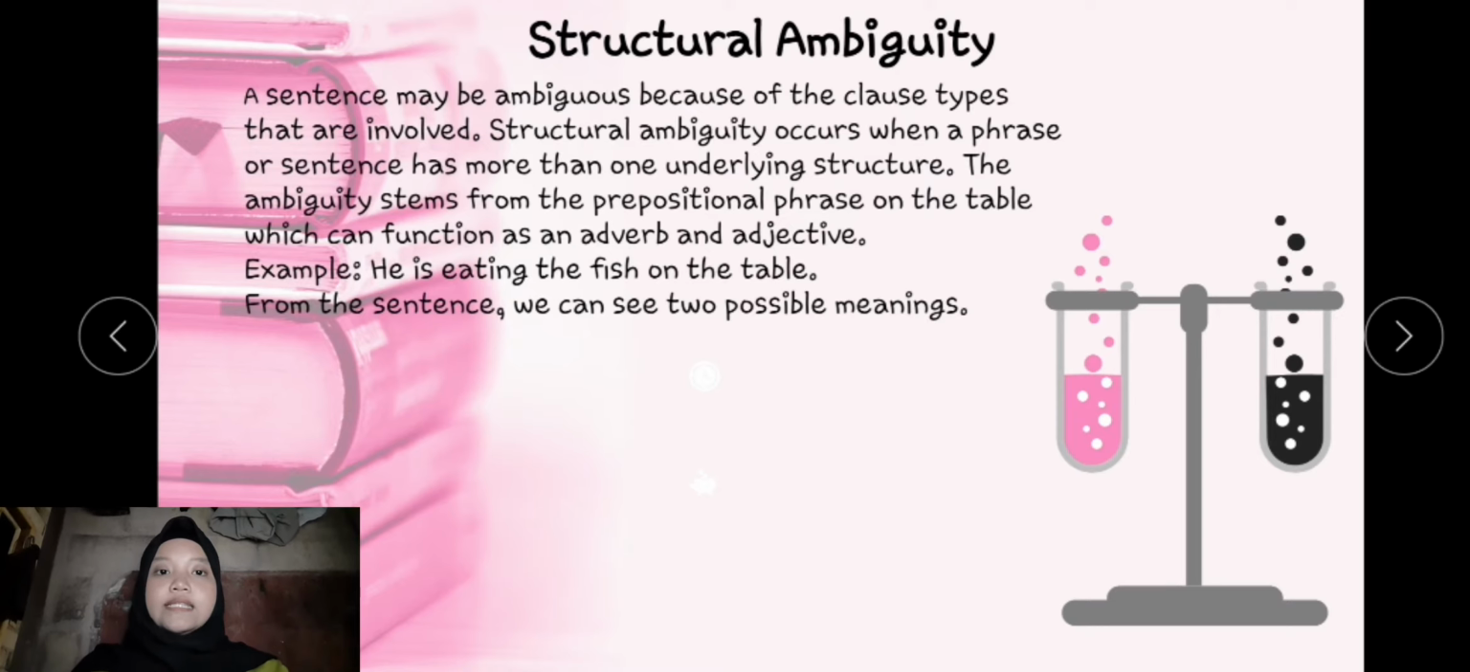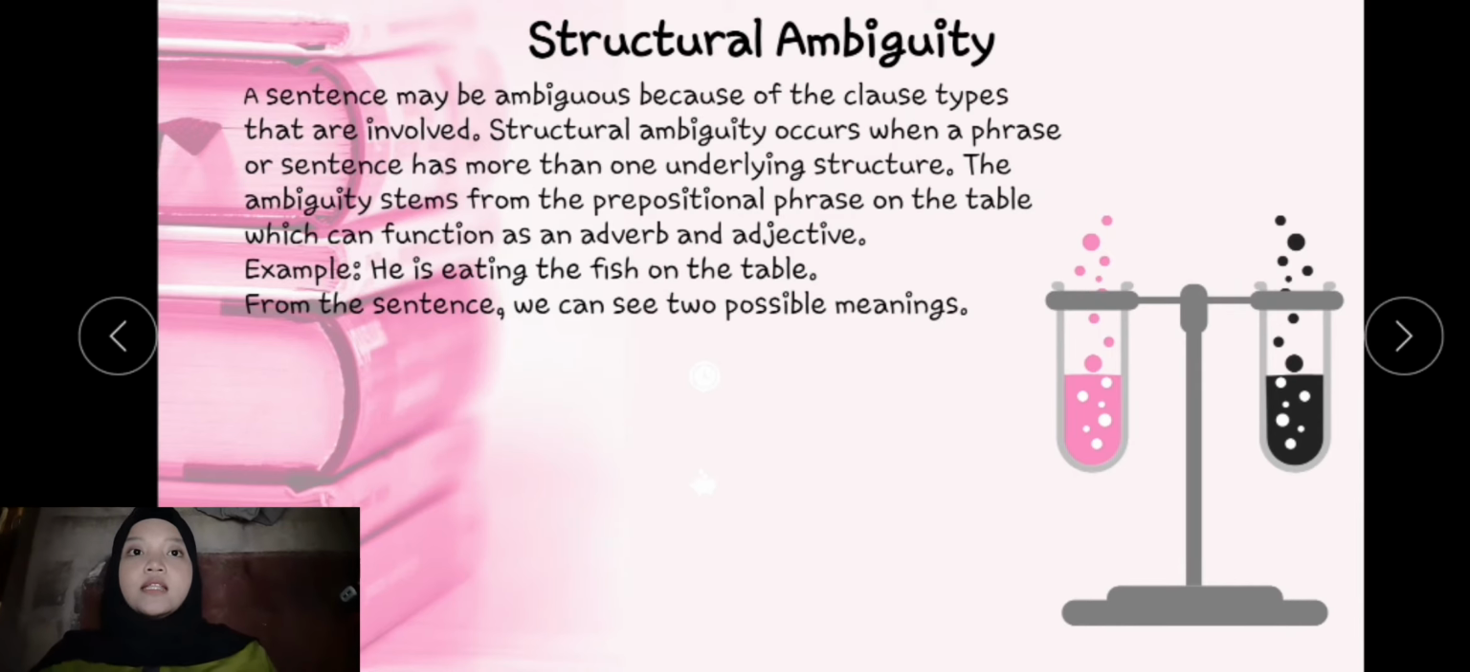From the sentence, we can see 2 possible meanings. First, he is eating the fish which is on the table. And second, he is eating the fish while sitting on the table. Indeed, the existence of such ambiguities provides strong evidence for a level of underlying syntactic structure. To eliminate the ambiguity, the translator has to analyze the deep structure and surface structure of the sentence.